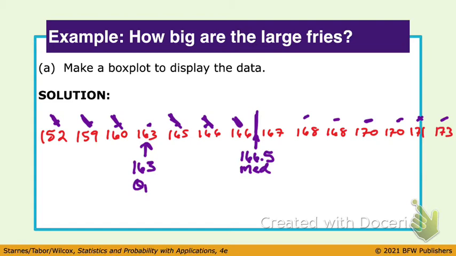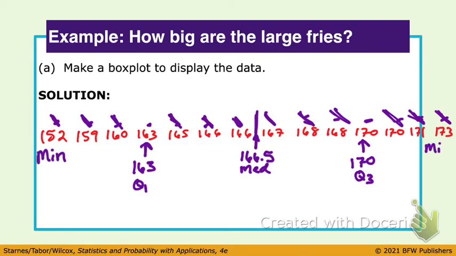And then I'm going to find the median of my upper half. Okay, there it is. 170. So that's Q3. And then I have my maximum and my minimum is right there for me. So my minimum is 152. My maximum is 173. So I have my 5-number summary now. I have my minimum, Q1, median, Q3, and maximum.